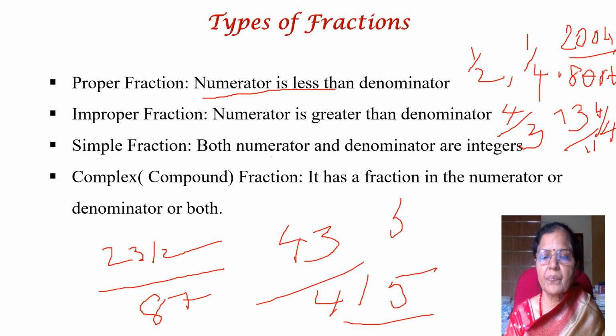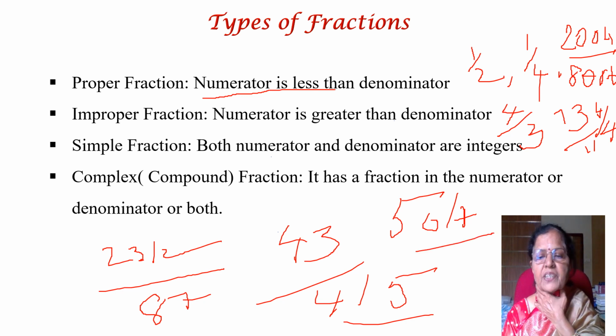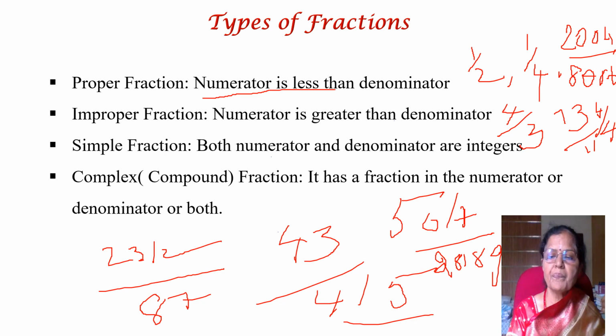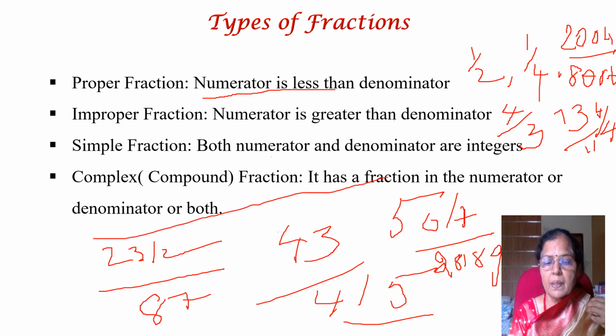Any number you can put. 56 by 7 divided by another fraction, 28 by 89. So you have a fraction both on the line above the bar, in the numerator, and in the denominator you have a fraction. So these are all examples of complex fractions.